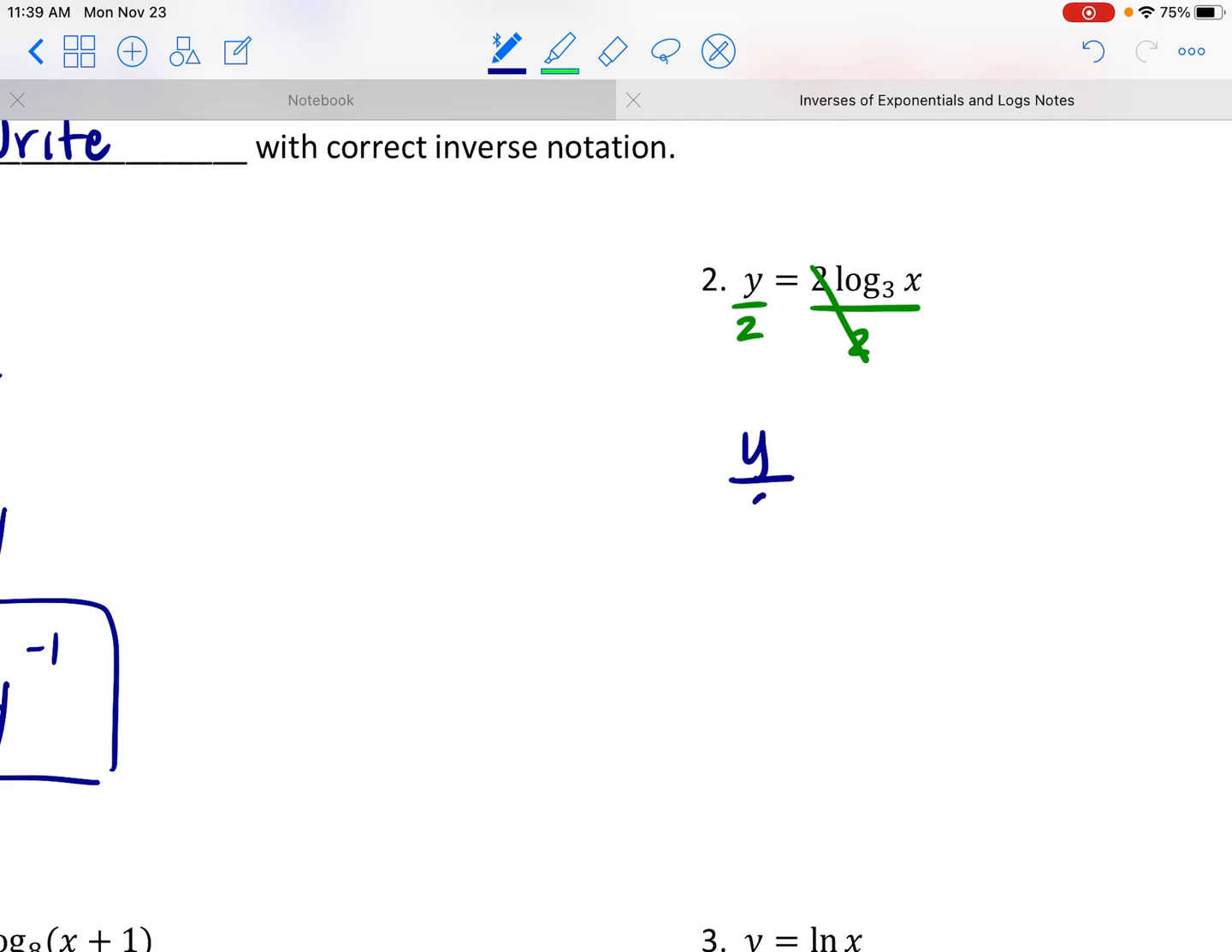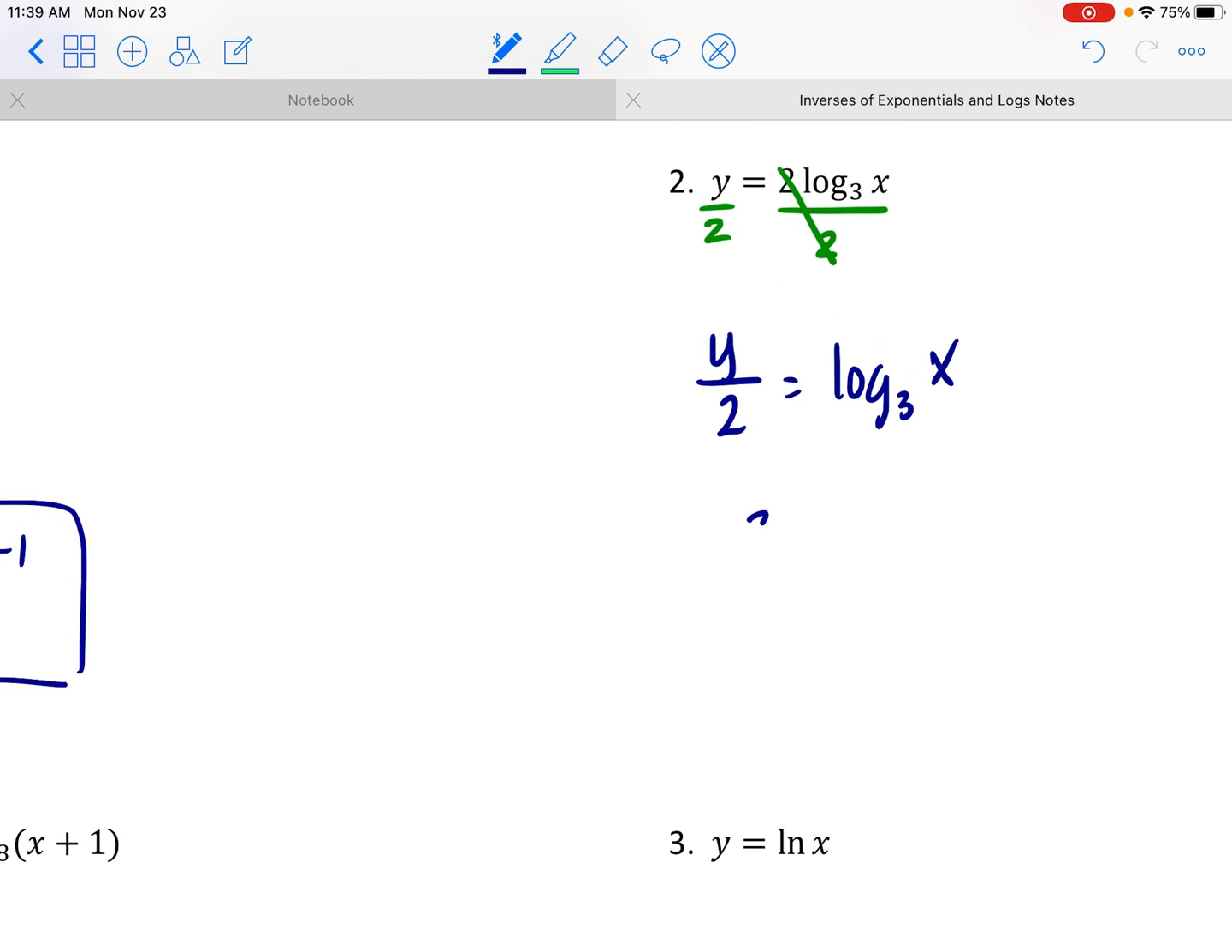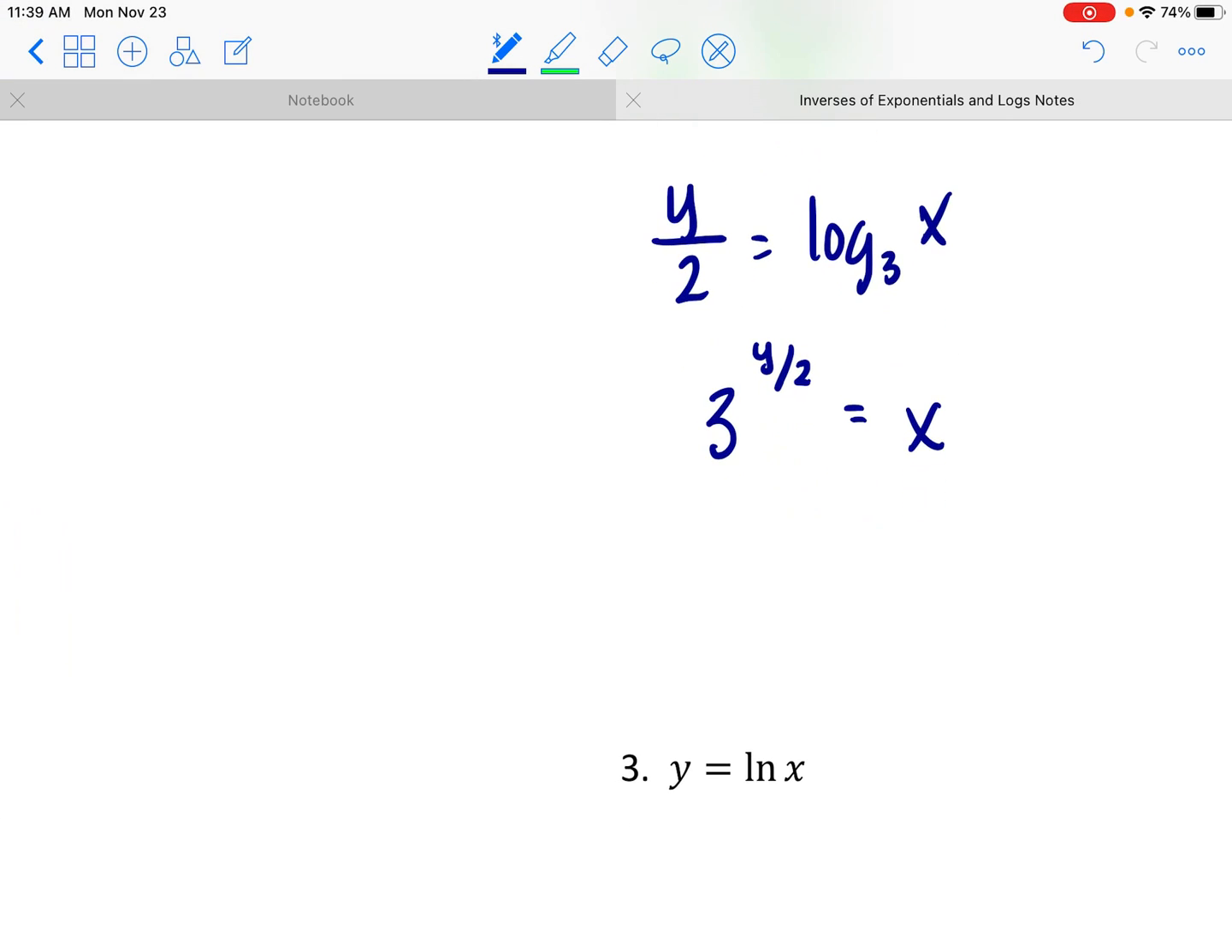So we have y over 2 equal to the log base 3 of x. Now when I rewrite this, it's going to be 3 to the y over 2 power equal to x. So I'm done. I've solved this for x. This is technically my inverse operations. I just need to switch x and y to make it the inverse function.